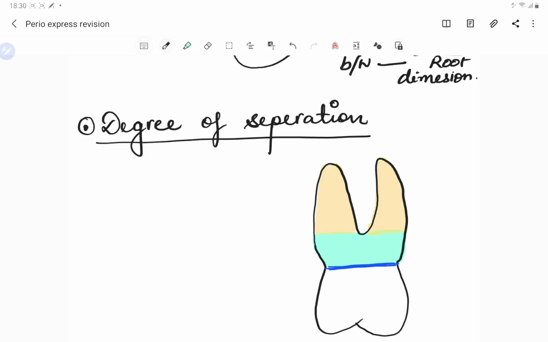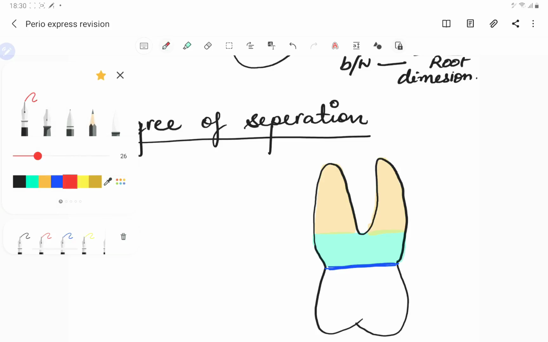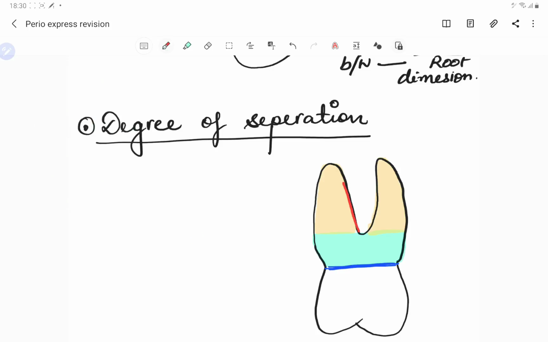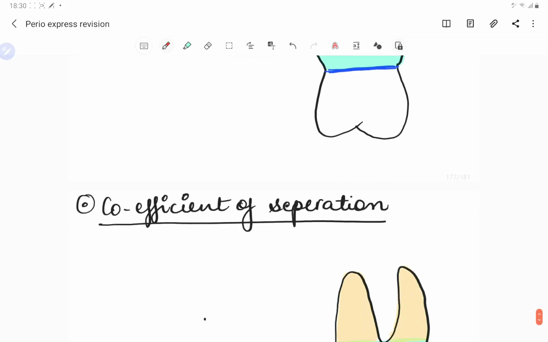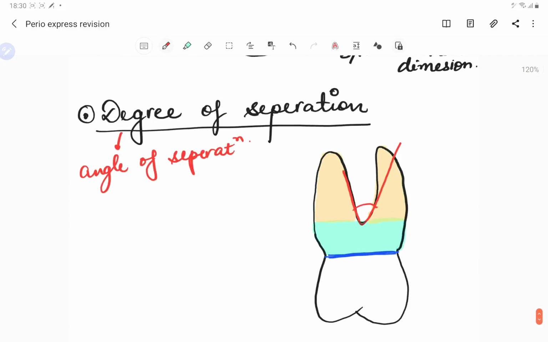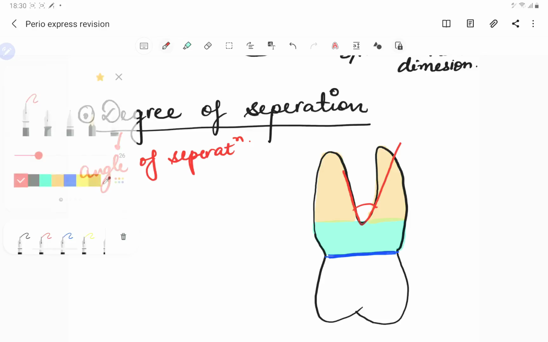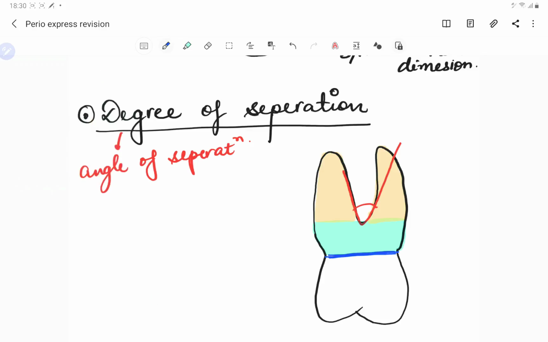So next we have the degree of separation. The degree of separation is the angle of separation between the two roots. The angle at which the roots are separated is what we call the degree of separation. And then we have the divergence. Divergence is the distance between the two roots, or we can say the length of the separation. This is the divergence.